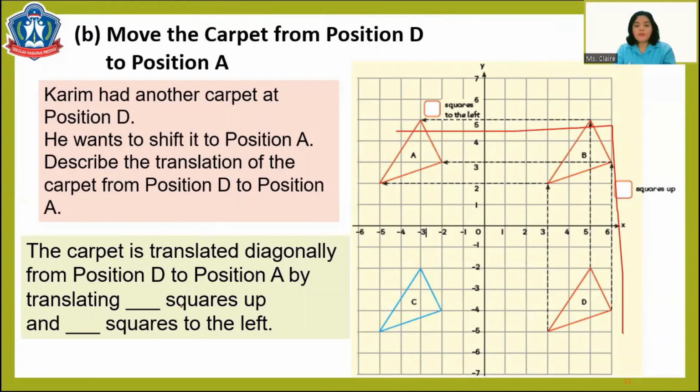So from D, it was translating how many squares? If we choose this point, we count how many squares. 1, 2, 3, 4, 5, 6, 7 means 7 squares up. And from here, going to the left, 1, 2, 3, 4, 5, 6, 7, 8. Therefore, 8 squares to the left. So this is how we translate this carpet in a diagonal position by going up and going to the left.